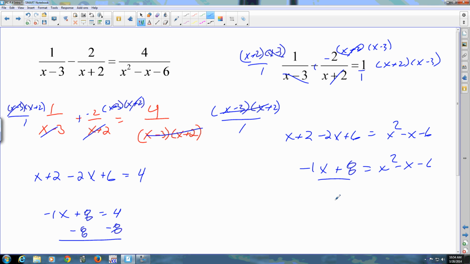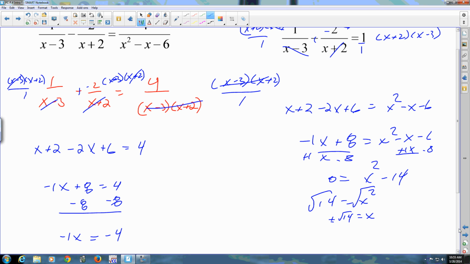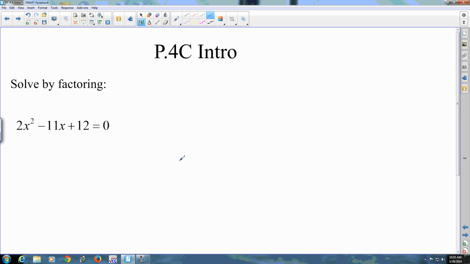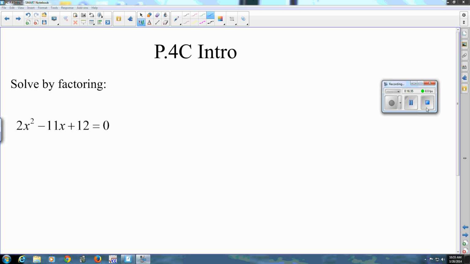All right, now pull everything to the other side. So I have 0 is equal to x squared. If I'm adding an x and adding 1x, that's going to cancel out. If I'm subtracting 8, then I have minus 14. Solving this, add the 14 over, take the square root. So you get plus or minus the square root of 14 is equal to x. And you're finished. All right, that would be for the second part of P4, so the first part's done.